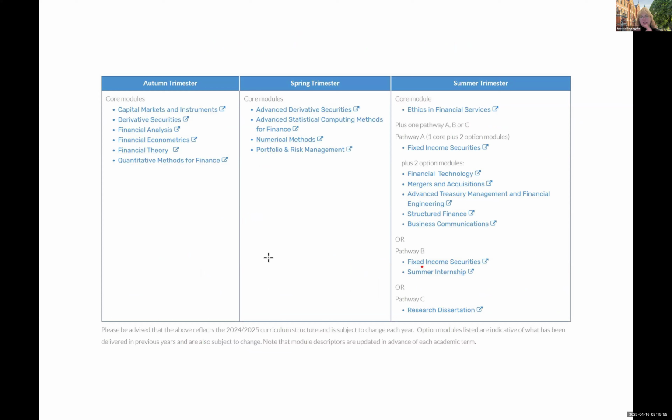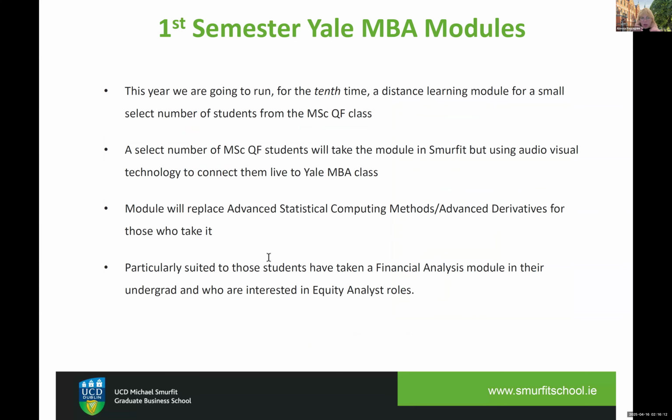Summer term is similar to the one in finance, so you can decide to get some extra option courses, or you can decide, for example, on a summer internship or a research dissertation. And one extra point for this master is the opportunity to attend a course at Yale University. Of course, it will be online.